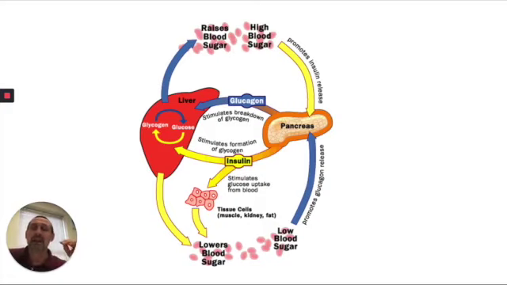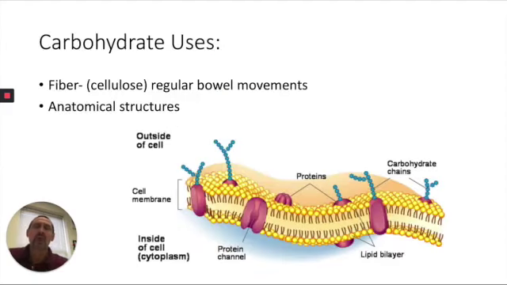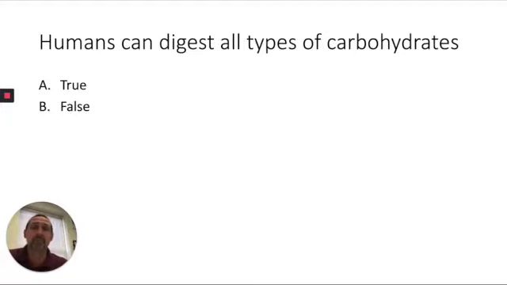A type 1 diabetic does not make insulin. So they need to give themselves an insulin shot to get that sugar out of their blood and into the cells that need it. We don't just use carbohydrates for energy, although that's the primary use. We also eat things like cellulose, and that's useful for regular bowel movements. But occasionally we use carbohydrates for anatomical structures. You'll notice in the cell membrane, there are some carbohydrate chains that make up the structure of that cell membrane.